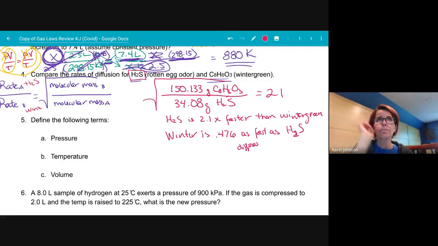So for example, if I asked you a problem like, what will happen to the pressure inside of a jar if you increase the temperature on the outside?